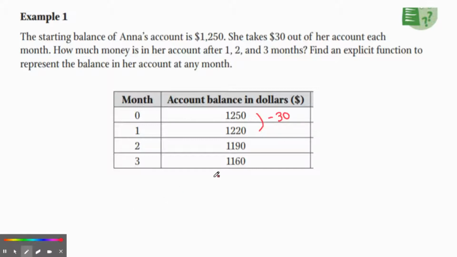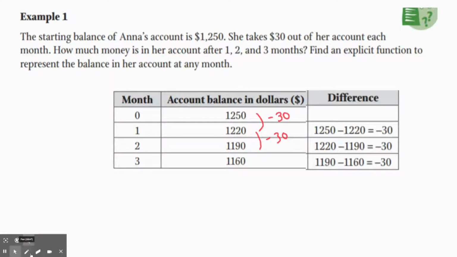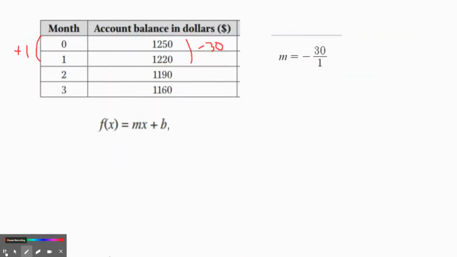As you can see, the values are decreasing by 30 every month. We will start calling this a common difference. If it's the same amount every time, this common difference means that this is going to be a linear function. So if it's linear, all we really need is the slope and the intercept.